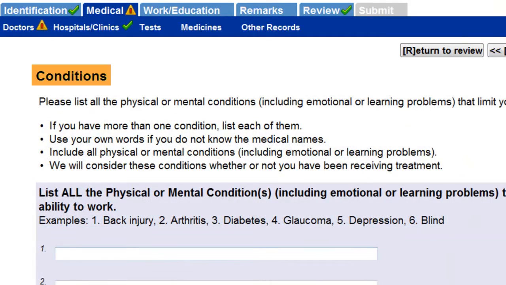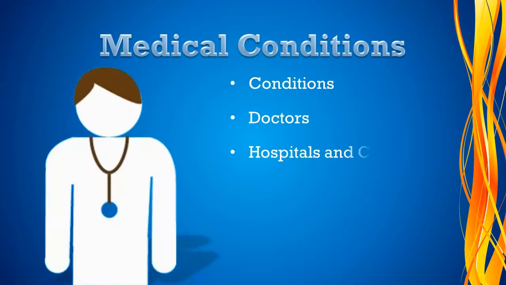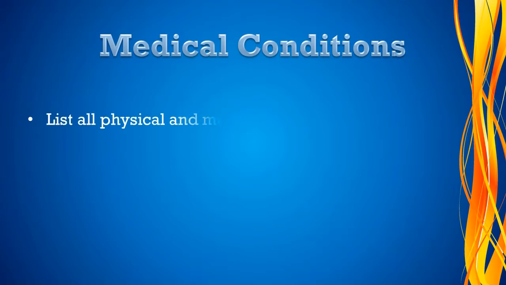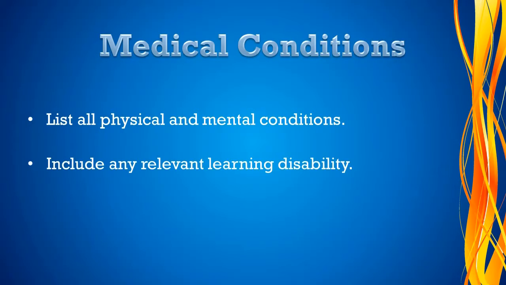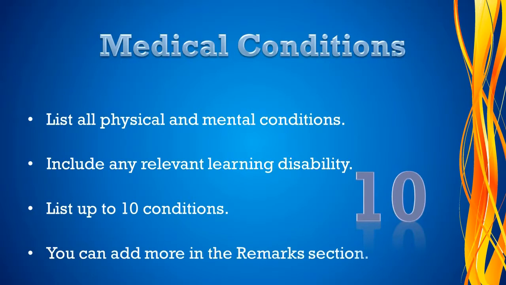The next section is called Medical Conditions. It covers conditions, doctors, hospitals and clinics, tests, medicines, and other records. You'll be asked to list all of your medical conditions, both physical and mental, illnesses and/or injuries, in the spaces provided. You'll need to include all conditions, including any learning disability that would interfere at all with your ability to work. You can list 10 conditions, and if you need more room, you'll be able to add more later in the remarks section.